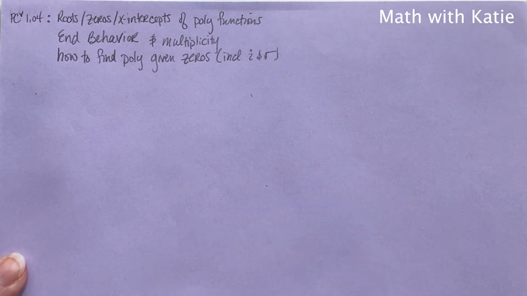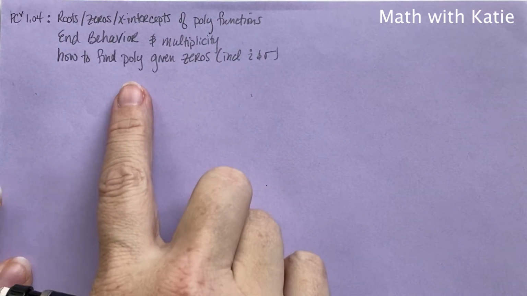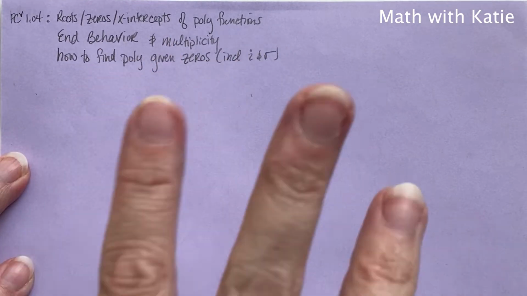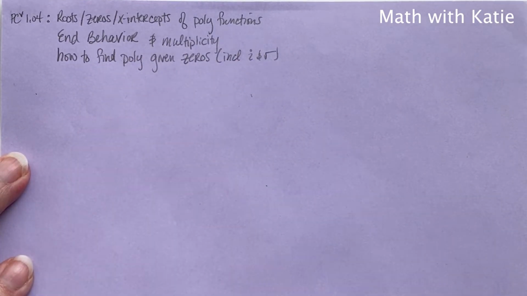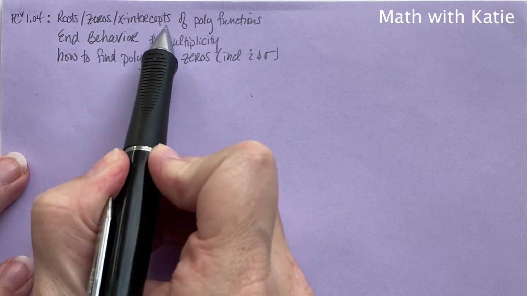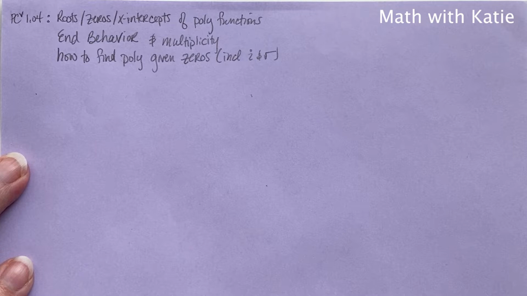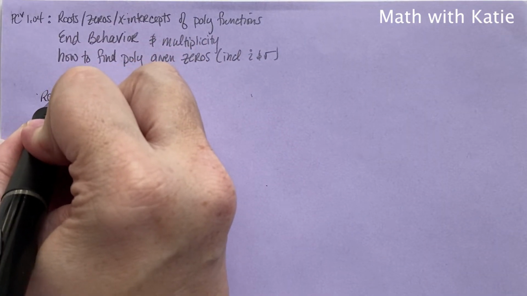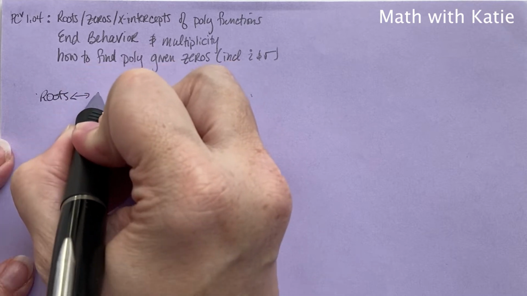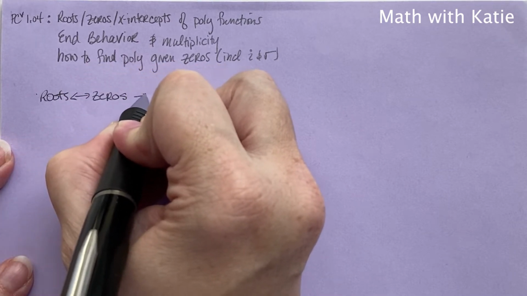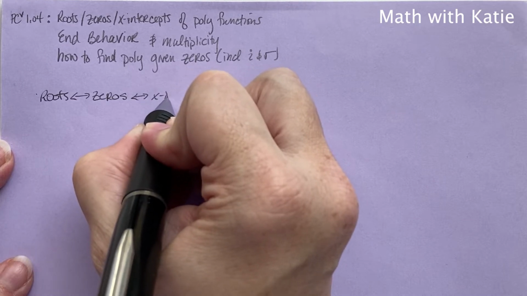Hello, so today these are our goals for this video in no particular order because we're going to skip around a little bit. The first thing I really want you guys to understand is that roots and zeros and x-intercepts are all the exact same thing, okay? And we use them interchangeably, unfortunately. So roots are the same as zeros, are the same as x-intercepts.